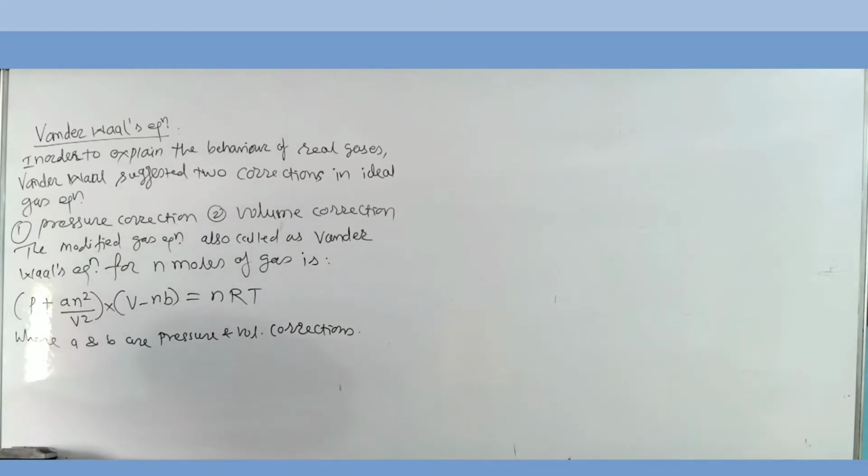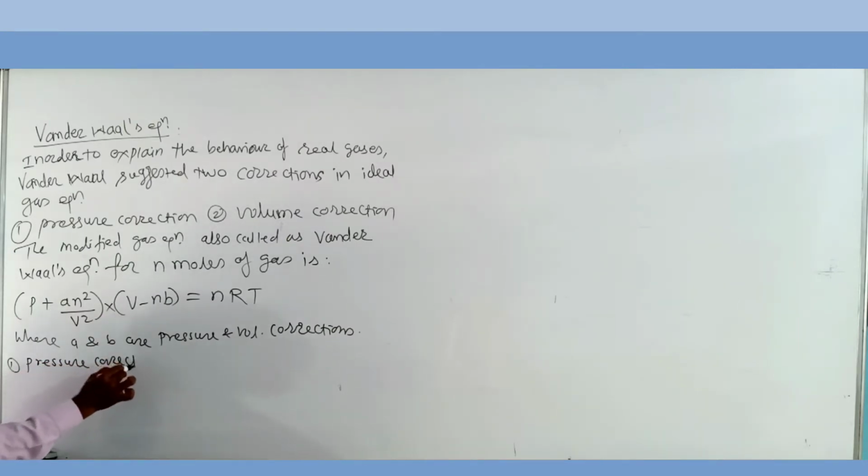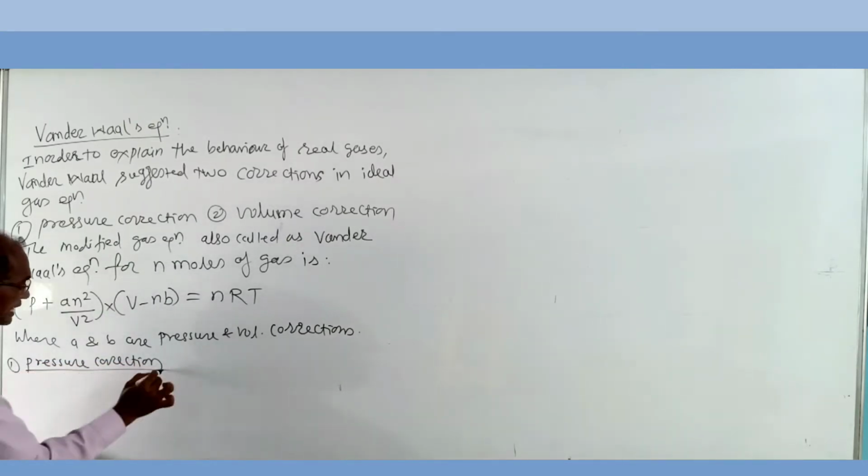That modified form is called the Van der Waals equation, and in it a and b are the pressure and volume corrections. First we see the pressure correction. What is the pressure correction?